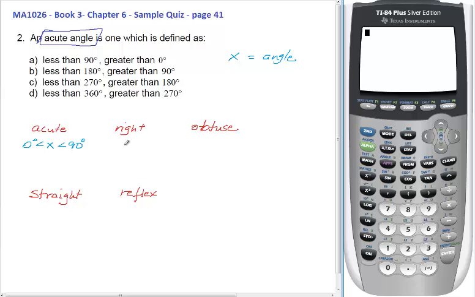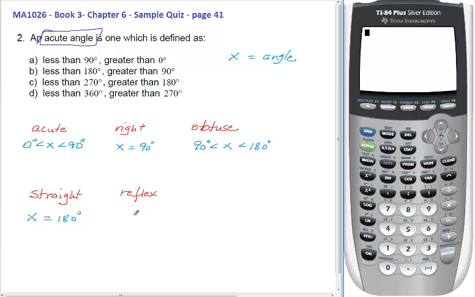A right angle is actually equal to 90 degrees. An obtuse angle is between 90 and up to 180, but can't be 180, so it's between 90 and 180. A straight angle is equal to 180 degrees, and that's a good name for the straight line.